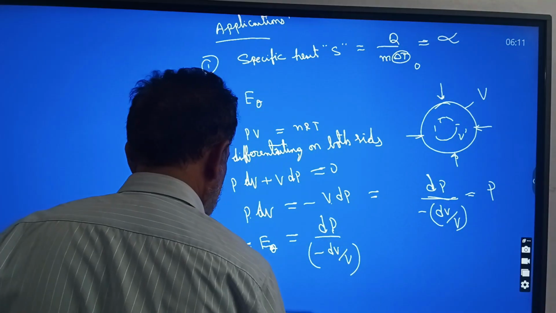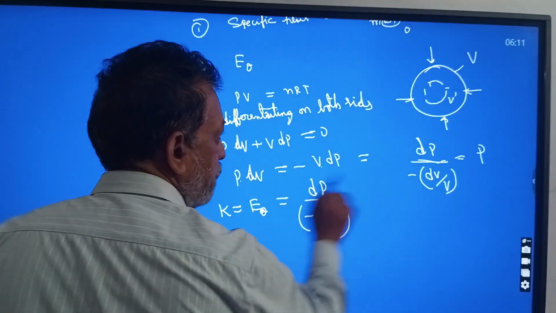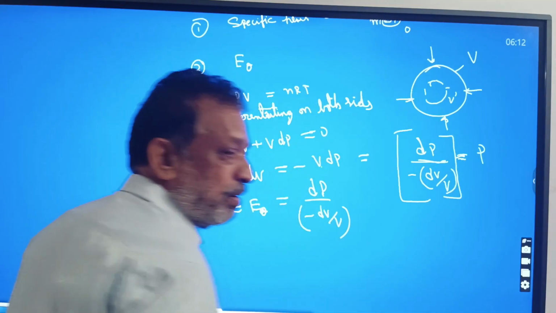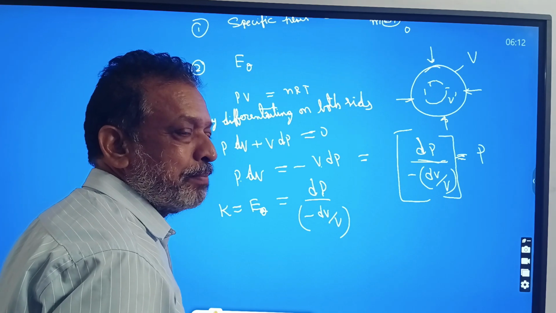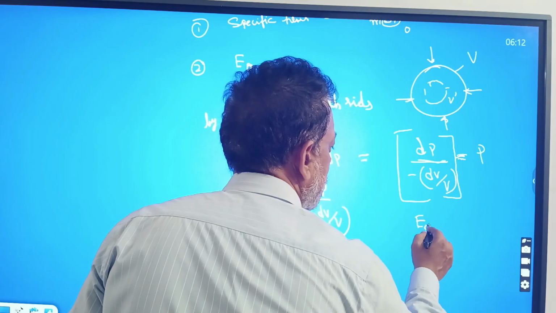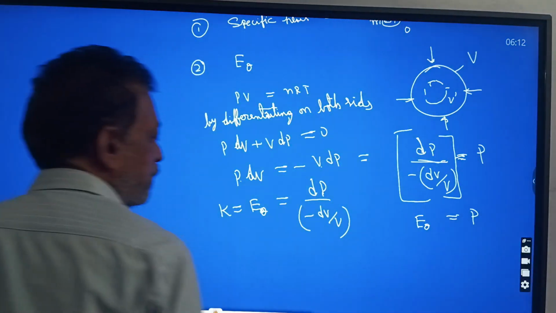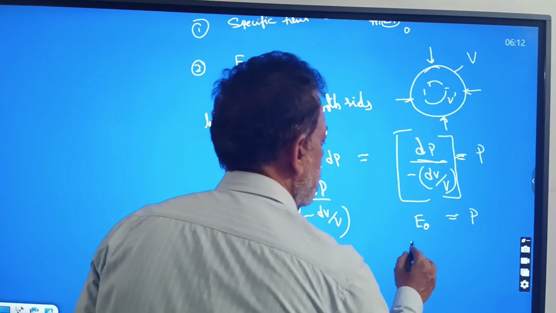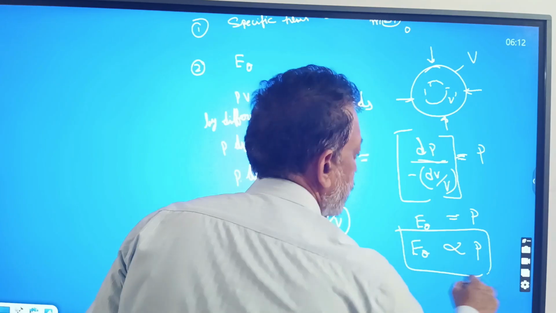So what is this fellow? Please see here. I am not using P, but P that is equal to P. This becomes bulk modulus, or I am writing thermal elasticity. So I am writing E theta. That means E theta is equal to P. That means thermal elasticity is directly proportional to P. So E theta is directly proportional to this constant. Understood that?